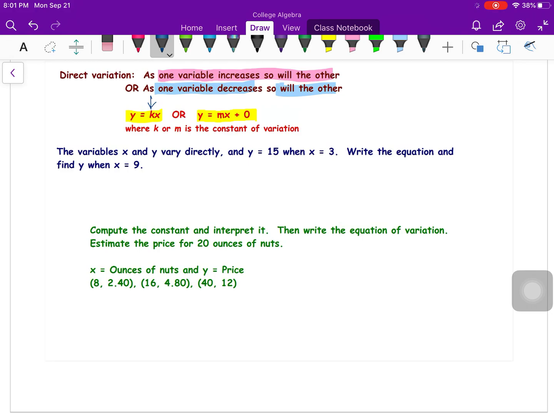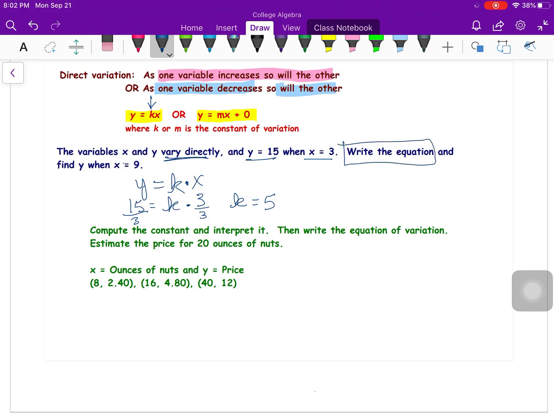So the minute we see the word vary directly, we're going to write y equals kx. And it says x and y vary directly, so we'll just use this equation, y equals k times x. It says y is 15 and x is 3. So I'm going to put 15 in here, k times 3. To solve for my constant, I'll divide by 3, and I get k equals 5.